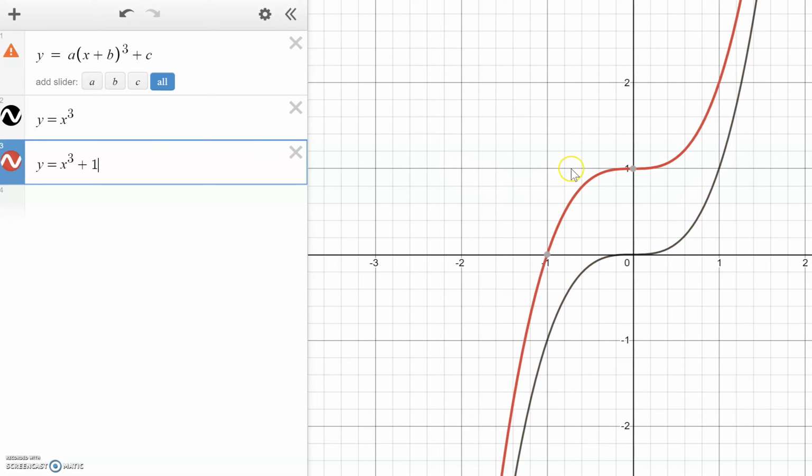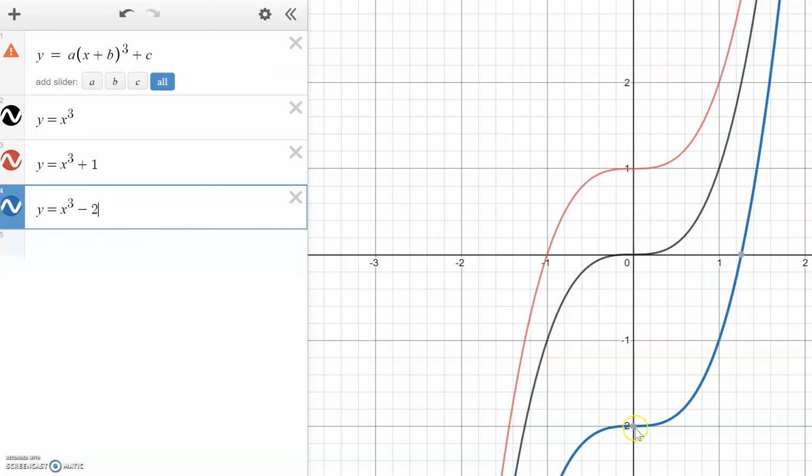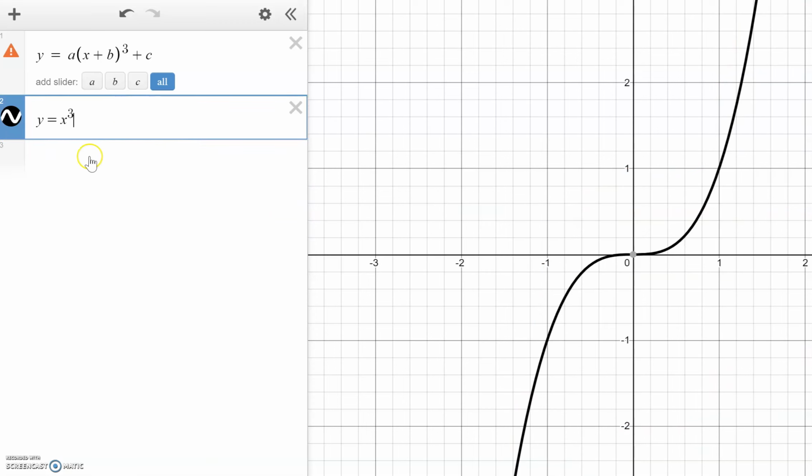There we go. So it has worked, and we've moved it from the origin at 0, 0 to plus 1. So that plus c moves it up and down, just like it did for a parabola. Let's try to move it down. So let's move it down 2, and then we can see it's dropped all the way down to minus 2. So that c moves it up or down. Okay, so that's c. Let's have a look at b.